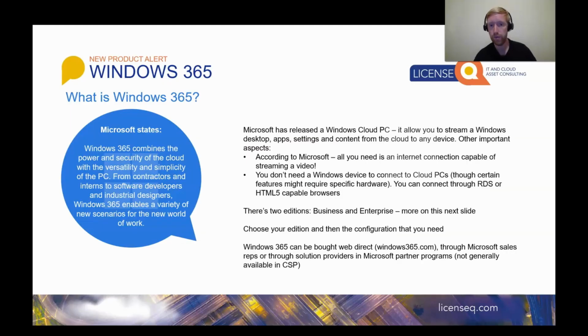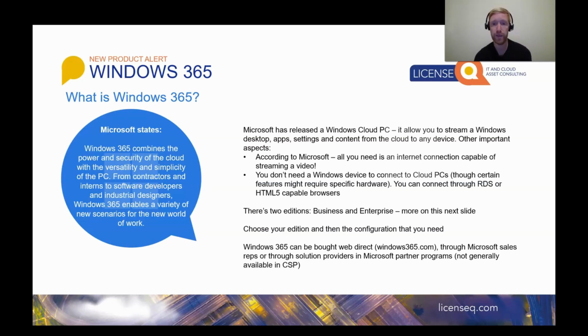Now on to something new, Windows 365. Windows 365 combines the power and security of the cloud with versatility and simplicity of the PC. From contractors and interns to software developers and industrial designers, Windows 365 enables a variety of new scenarios for the new world of work, or so Microsoft states. So what does this basically mean? Microsoft has released a Windows Cloud PC. It allows you to stream Windows desktop apps, settings, and content from the cloud to any device.